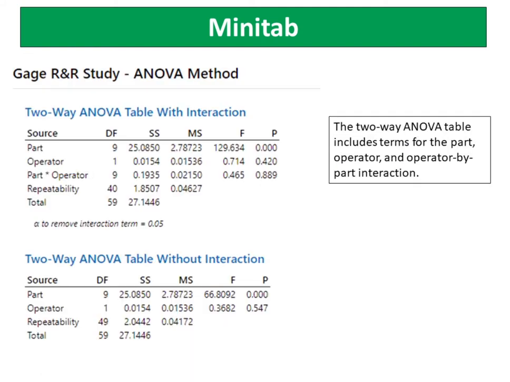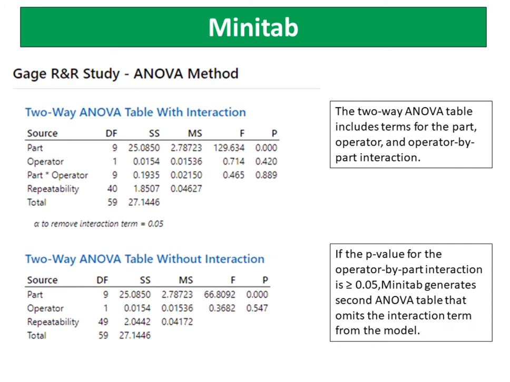Minitab uses the analysis of variance, ANOVA, procedure to calculate variance components, and then uses those components to estimate the percent variation due to the measuring system. The two-way ANOVA table includes terms for the part, operator, and operator by part interaction. If the p-value for the operator by part interaction is greater than or equal to 0.05, Minitab generates a second ANOVA table that omits the interaction term from the model.